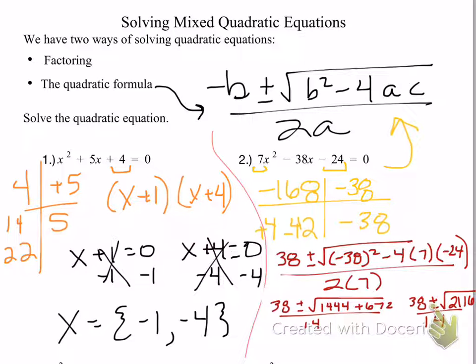And then, you can find out in your calculator that the square root of 2,116 gives you 46. So you have 38 plus or minus 46, all over 14. And we know that's going to break off into two: 38 plus 46 over 14, and 38 minus 46 over 14. Well, the top one gives us 6, and the other one gives us negative 4/7.